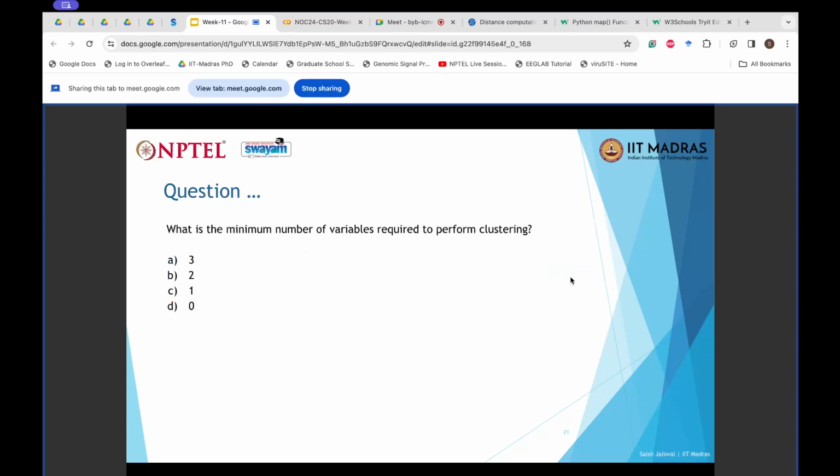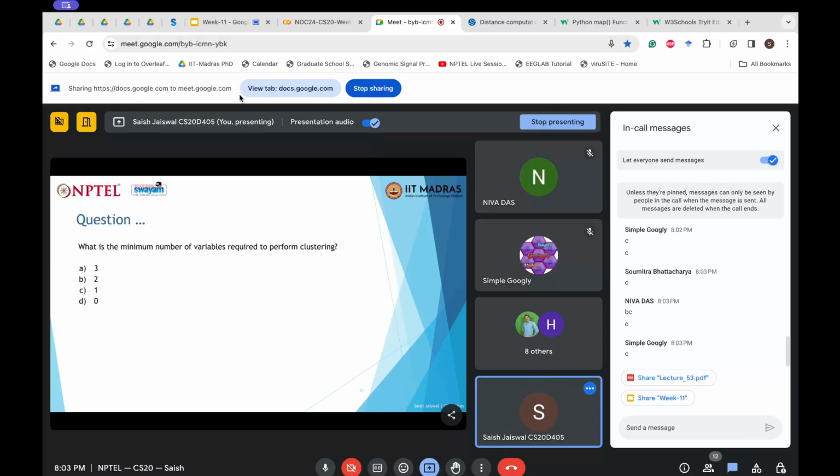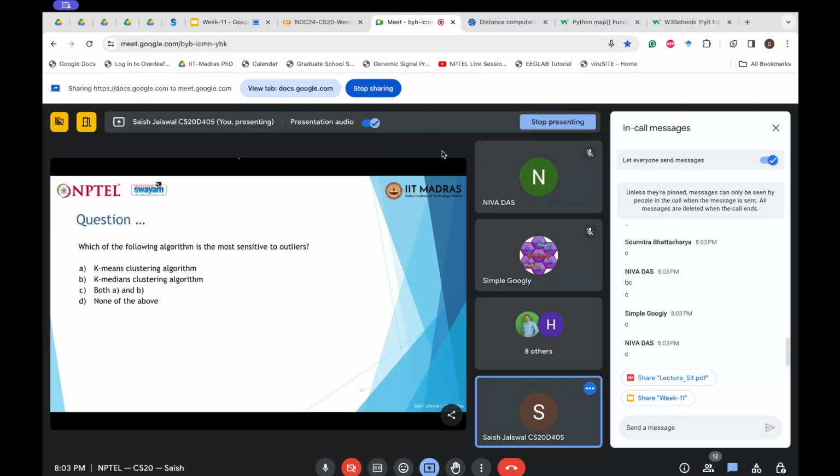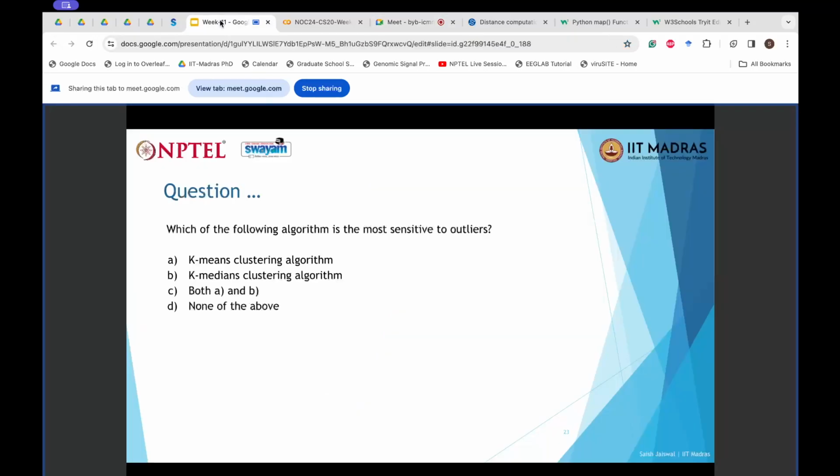Again, I think this question was asked in the previous session as well: what is the minimum number of variables required to perform clustering? The correct answer is 1. You need at least one variable, like in 1D space or 2D space or 3D space. So at least 1D space should be there to have clustering. Which of the following algorithms is the most sensitive to outliers? Okay, k-means clustering is the one.